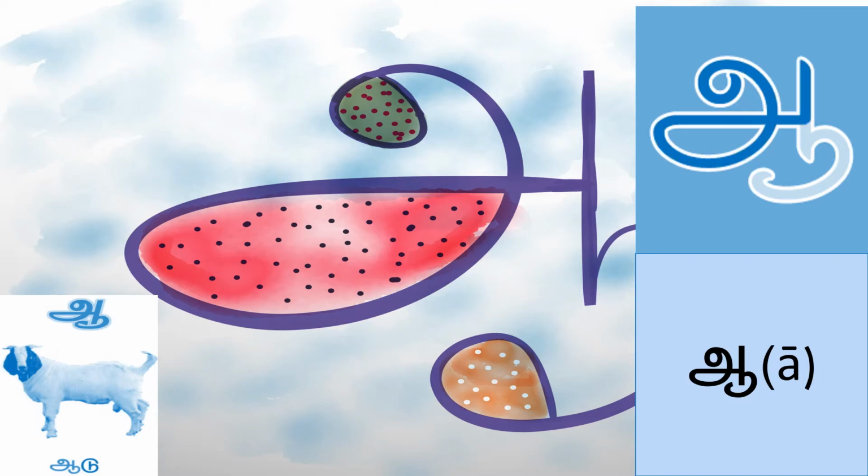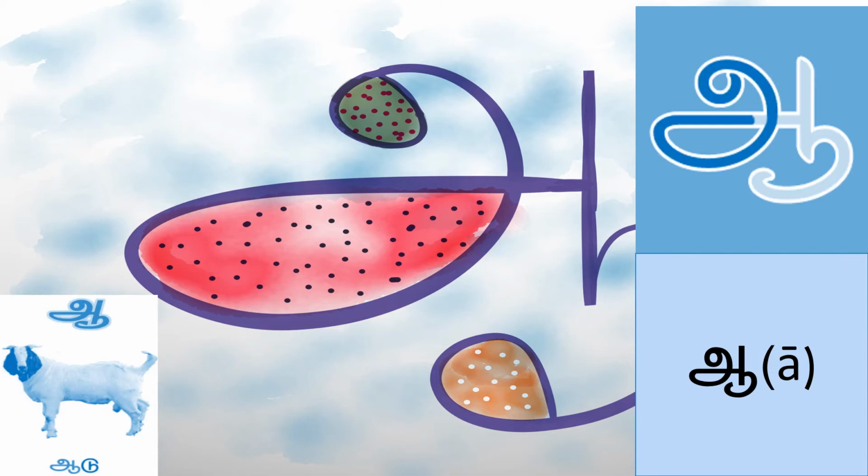Again, the second alphabet is A, which is like the long form of the first letter A. It is pronounced A, like with a long stretch for the A. The example I have given here in the picture is Adu, which means goat. It's Adu in Tamil. So it has the letter A.